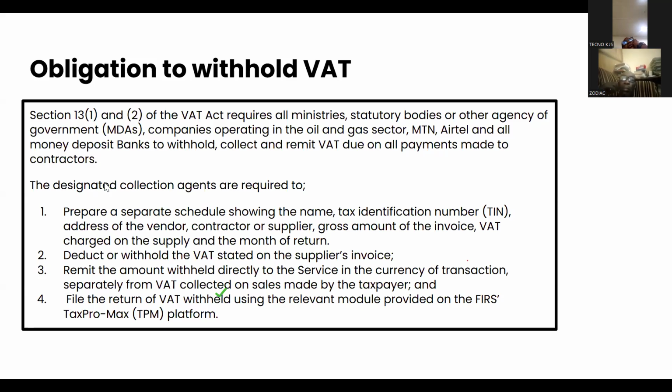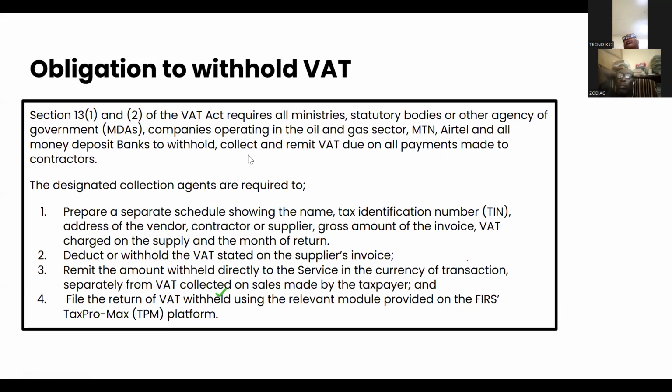2. Deduct or withhold the VAT stated on the supplier's invoice. 3. Remit the amount withheld directly in the currency of transaction, separately from VAT collected on sales made by the taxpayer. And 4. File the return of VAT withheld using the relevant module provided on the FIRS Tax Pro Max (TPM) platform. All right. Thank you so much, Surveyor Oyindamola.